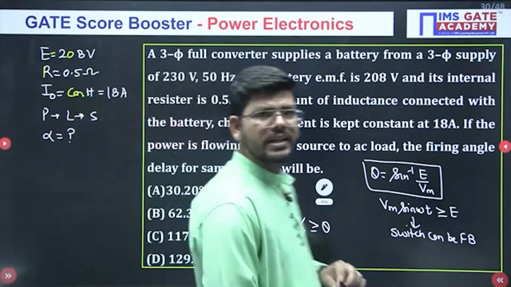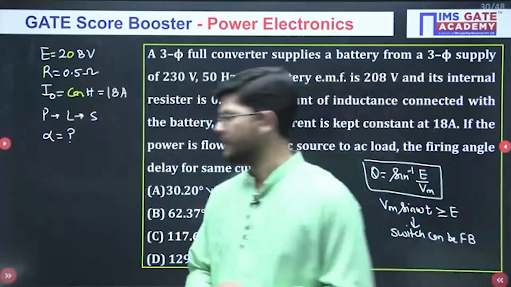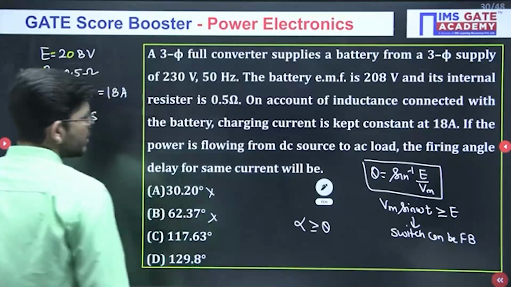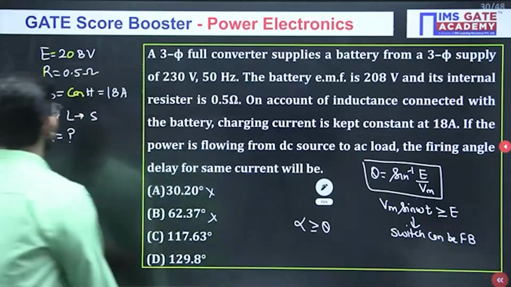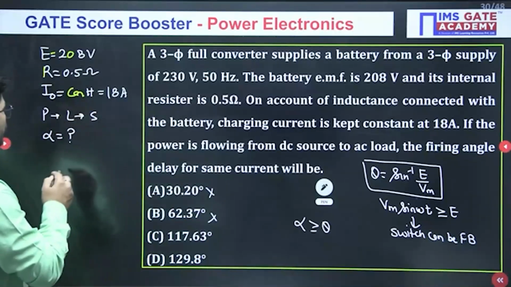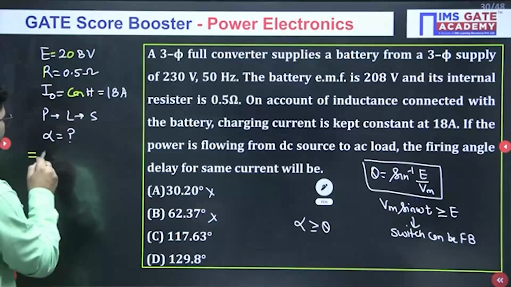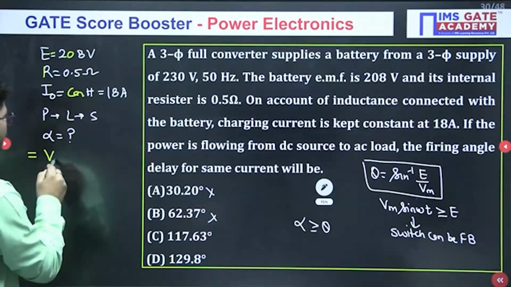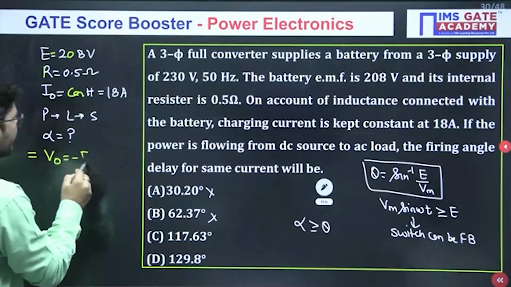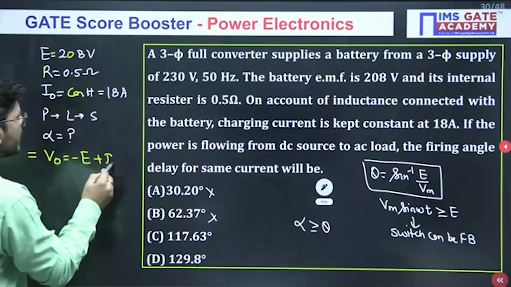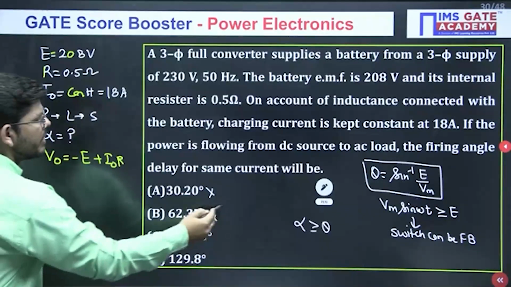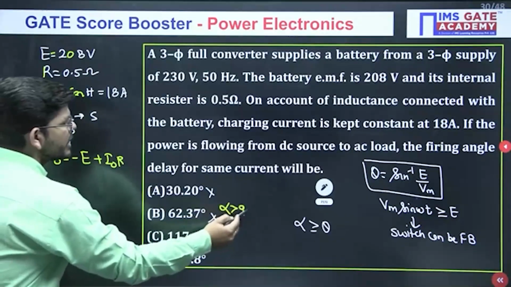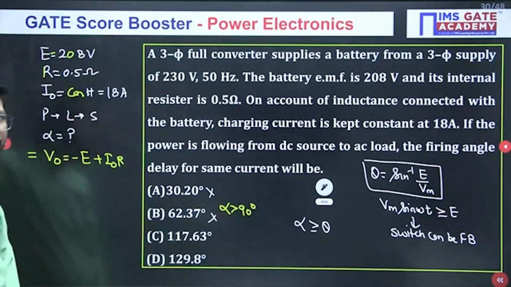Whether D is correct, you are also getting D. Let's see. Power is flowing from load to source. So again, what will we have? If power is flowing from load to source, the KVL that we will have is minus E plus I naught R, and one thing that we are very sure of is alpha must be greater than 90 degrees.